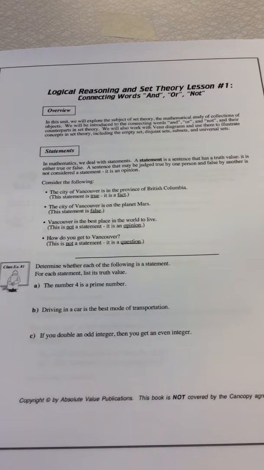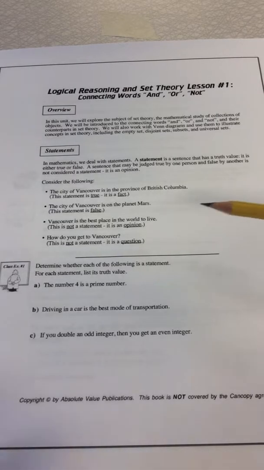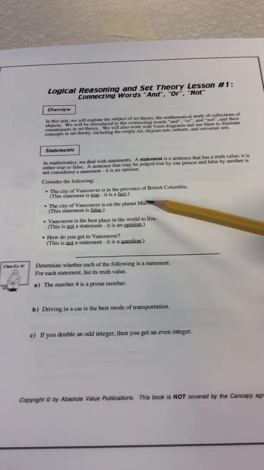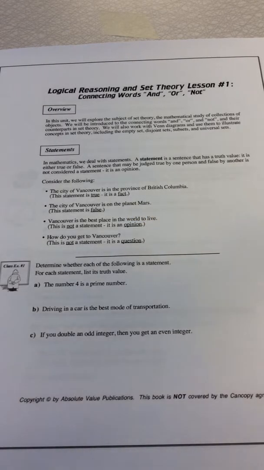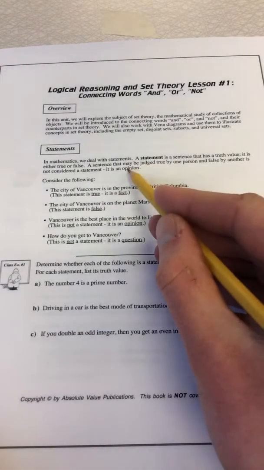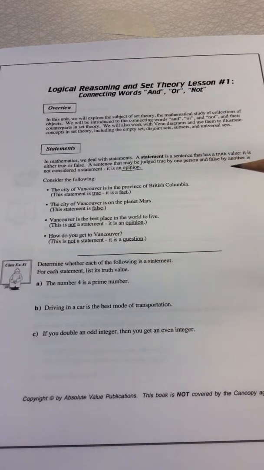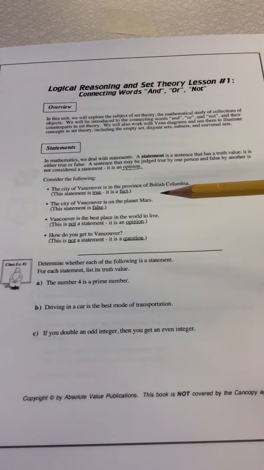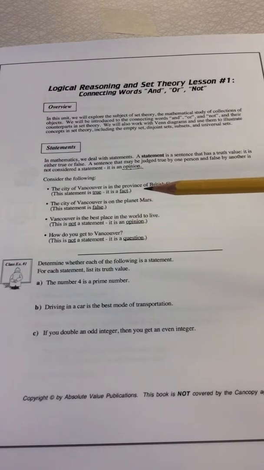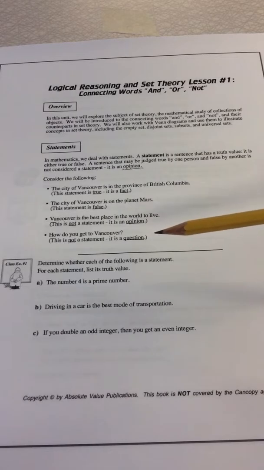Vancouver is in BC. Now, the opposite of this is a false statement. So, for example, the city of Vancouver is on the planet Mars. Well, that's not true. That is false. Now, we're going to take a look at how these vary from the opinion side of a sentence. Vancouver is the best place in the world to live. Well, it's not really a statement, as this is someone's personal opinion. And then, how do you get to Vancouver? Again, it's not a statement, this is a question.